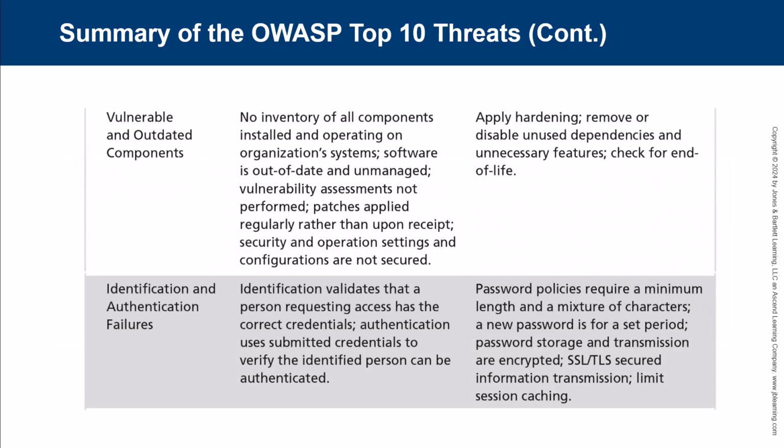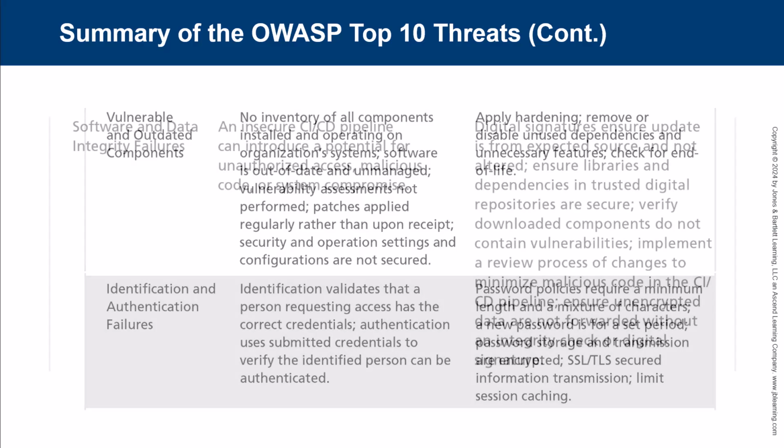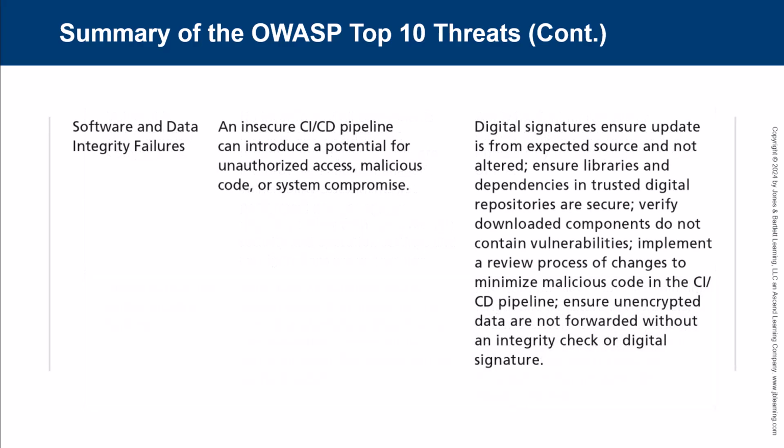Vulnerable and outdated components. Again, no inventory of all components installed in an OS. The software is out of date and unmanaged. What do you do? Identification and authentication failures. Identification validates that a person who requests access has correct credentials. Authentication, users submit their credentials to verify the identifying person and can be authenticated. What are some ways to handle our authentication process for something you know? We have our software and data integrity failures. An insecure pipeline can introduce potential for unauthorized access and malicious code. How do we fix that?